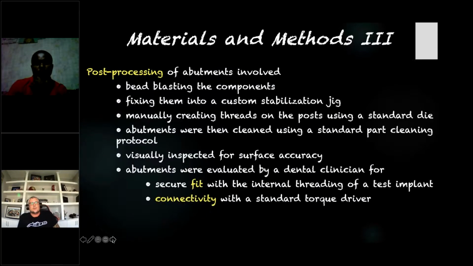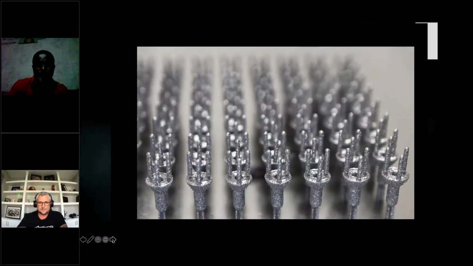So, materials and methods 2. Once we figured out A, B, C, and D and the right dimensions, post-processing is mandatory. And when we're talking about post-processing, it's after it's printed, what do we do to it? So bead blasting, which is essentially sandblasting. The second point, which is fixing them into a custom stabilization jig. I will go through that in detail so it makes some sense. And then we have to assess what we're doing. So we have to thread them into a dental implant analog, make sure the threading feels right. It can't be too loose, it can't be too tight. And then we also check radiographically with the dental implant abutment.